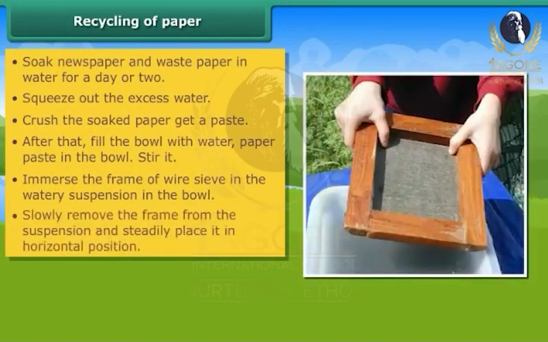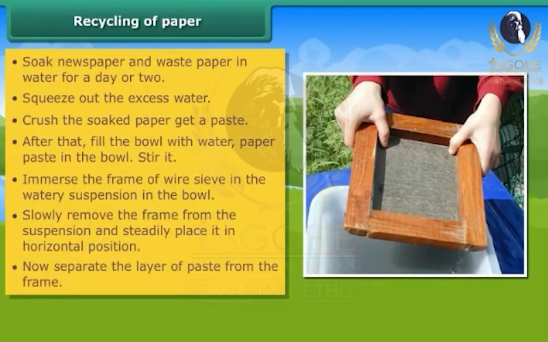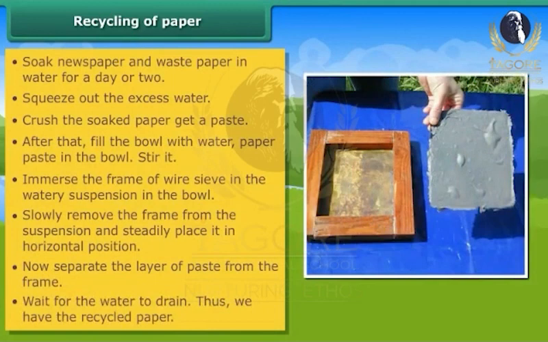Slowly remove the frame from the suspension and steadily place it in a horizontal position. Now separate the layer of paste from the frame. Wait for the water to drain. Thus we have the recycled paper.